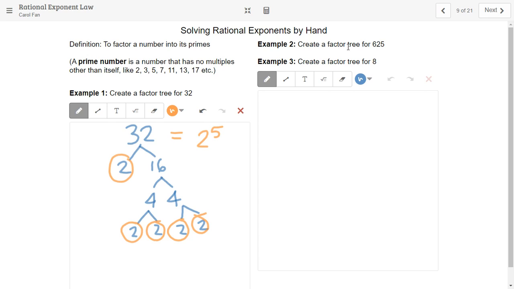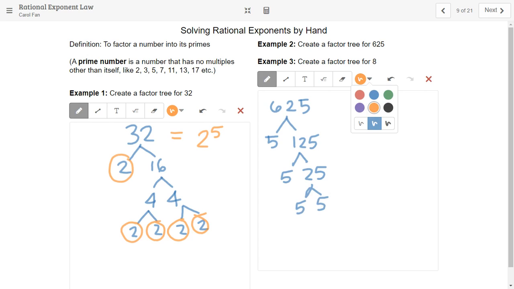Let's do two more examples just to make sure we are good with factor trees. Okay, so 625. We can rewrite 625 as 5 times 125. 125 can be written as 5 times 25, and 25 can be rewritten as 5 times 5.